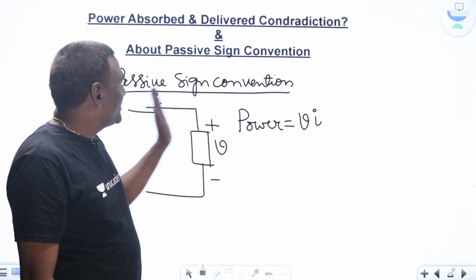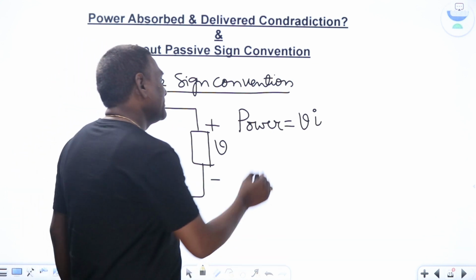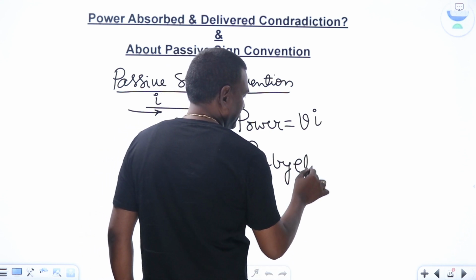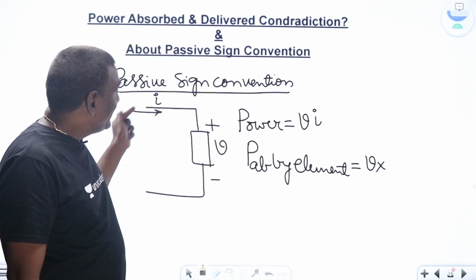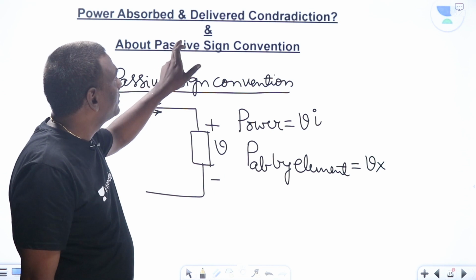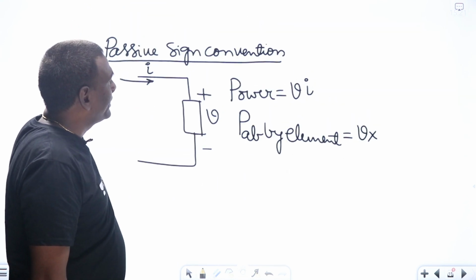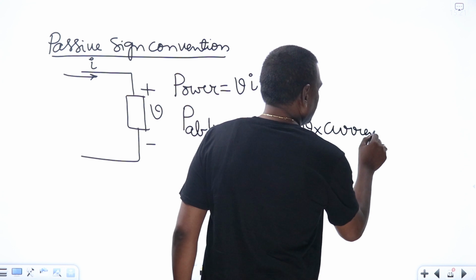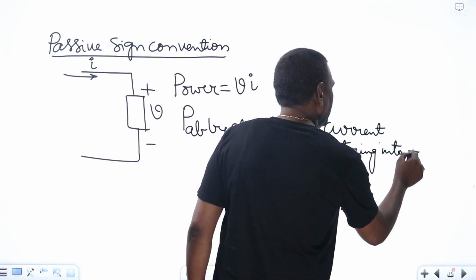Now, the passive sign convention says power absorbed by the element. I repeat, by the element. Power absorbed by the element is equal to voltage multiplied by current entering into the positive terminal of that voltage. Current entering into the positive terminal of voltage.